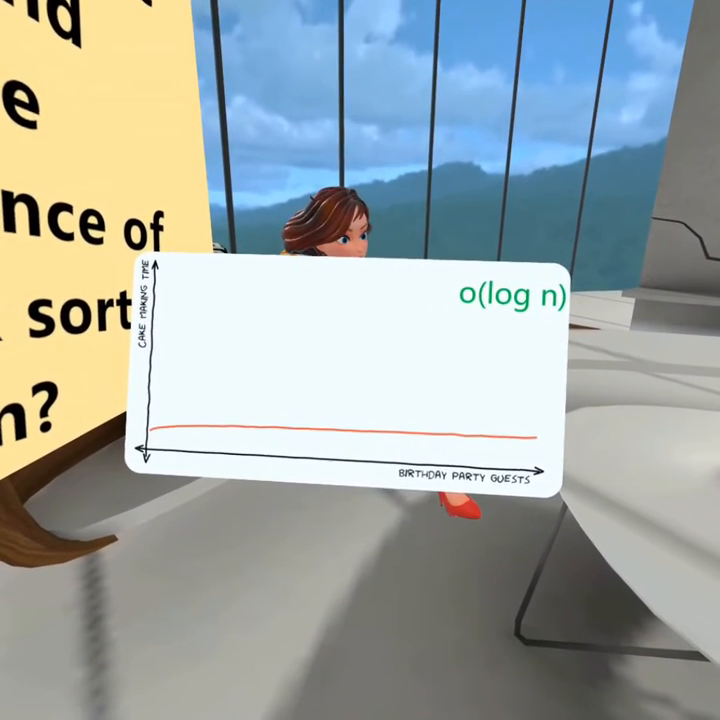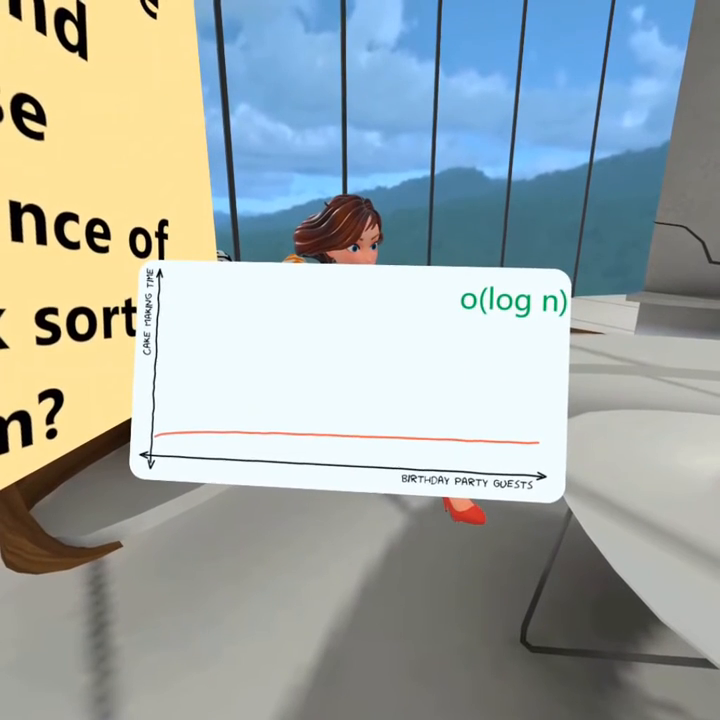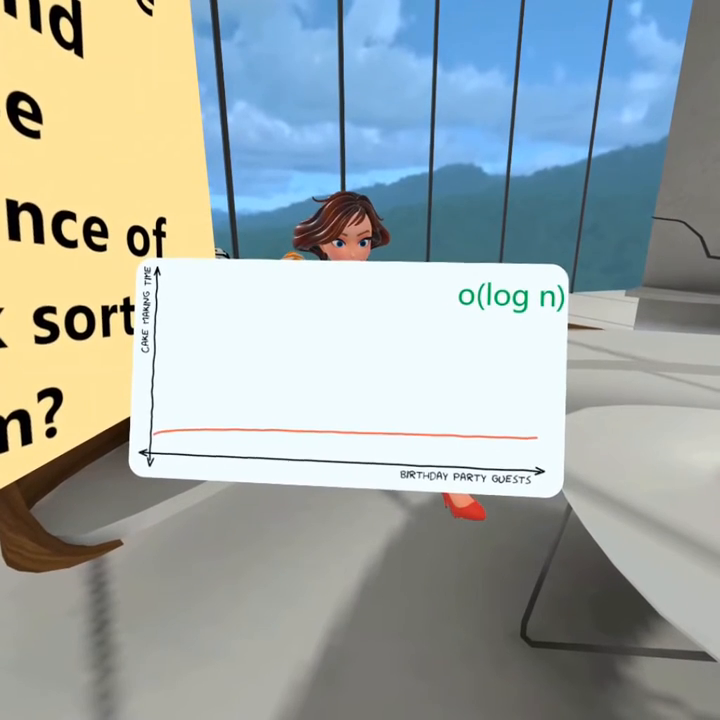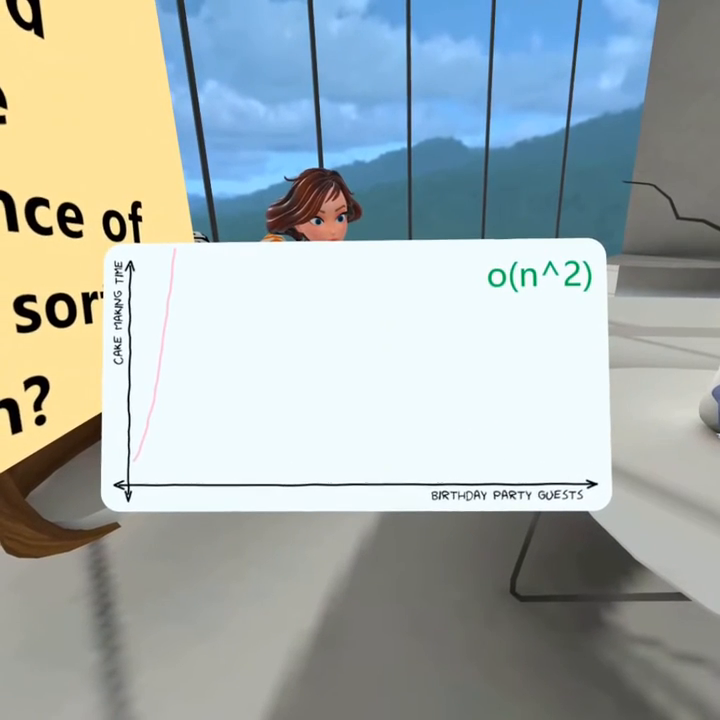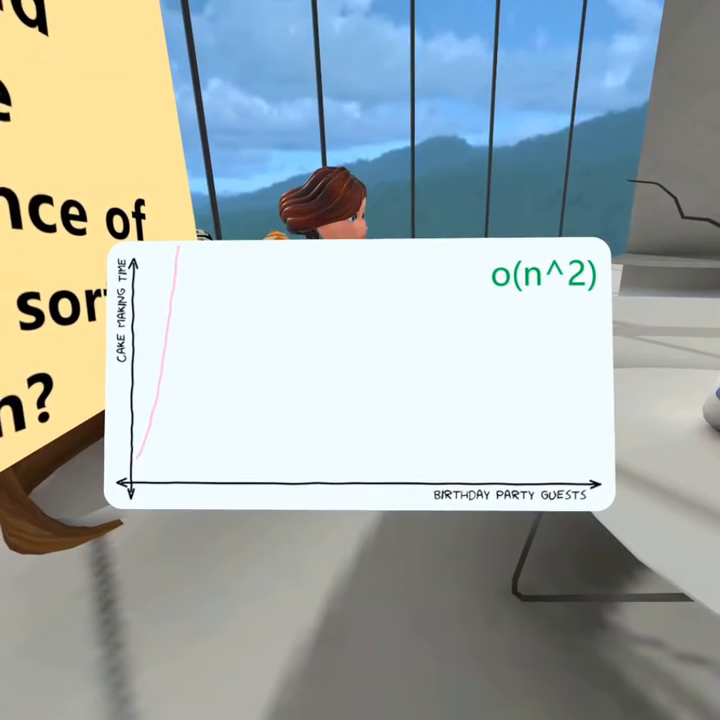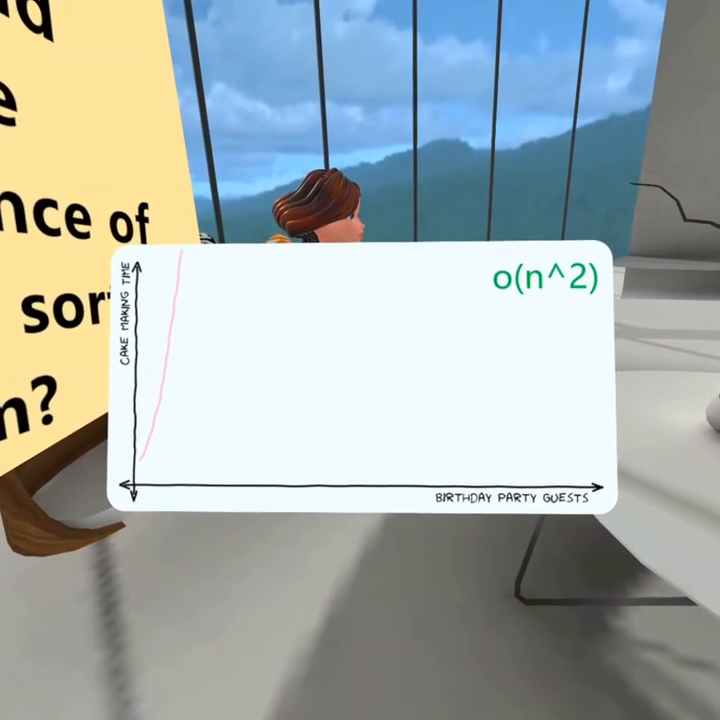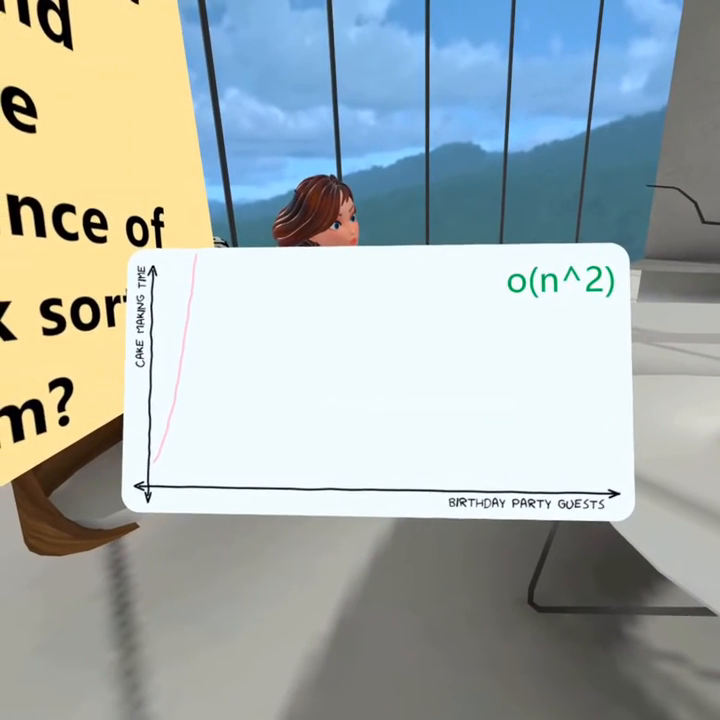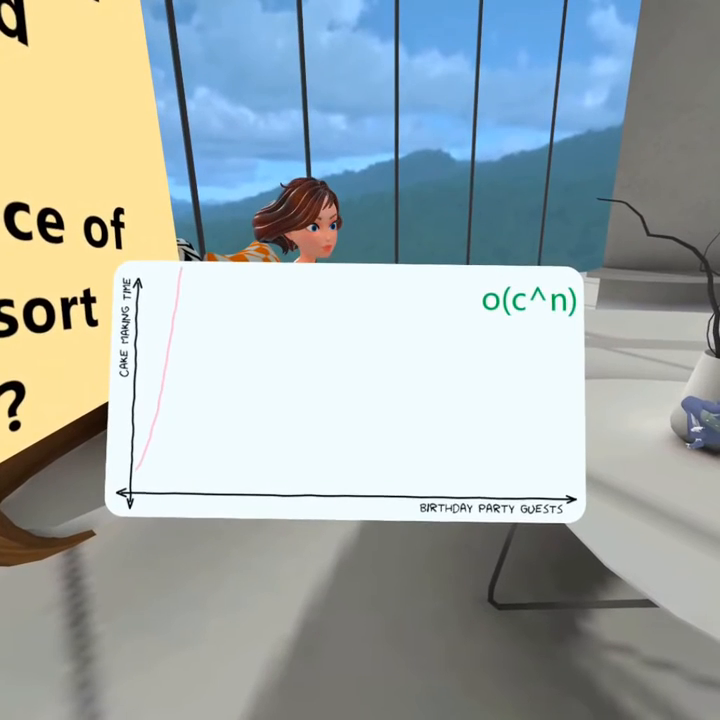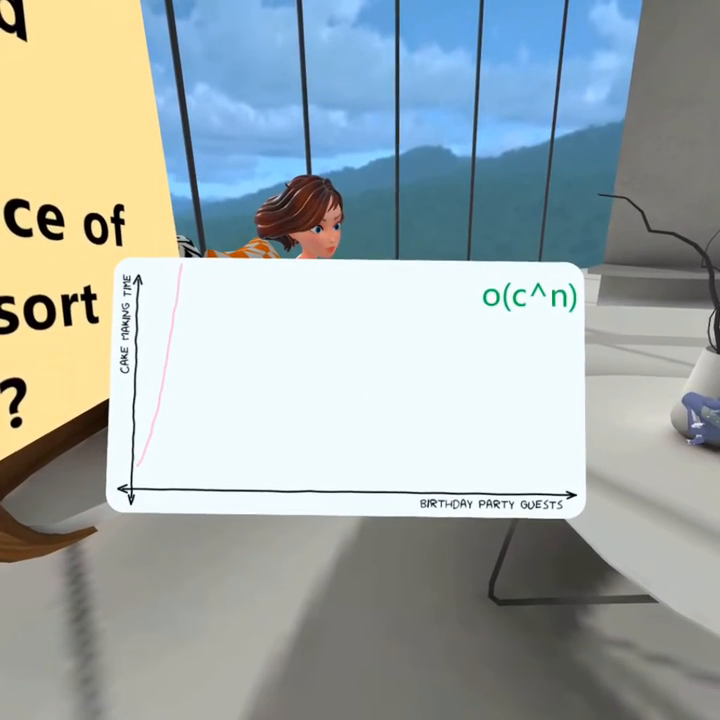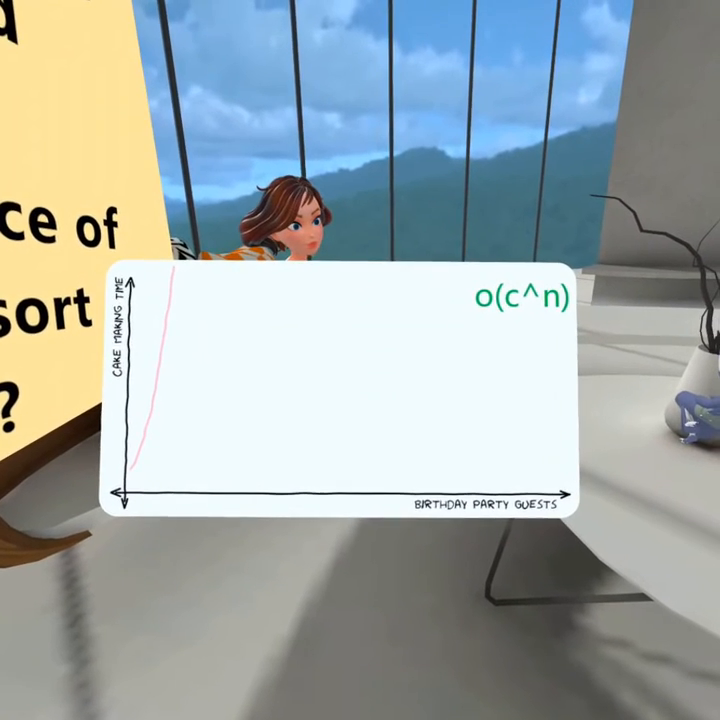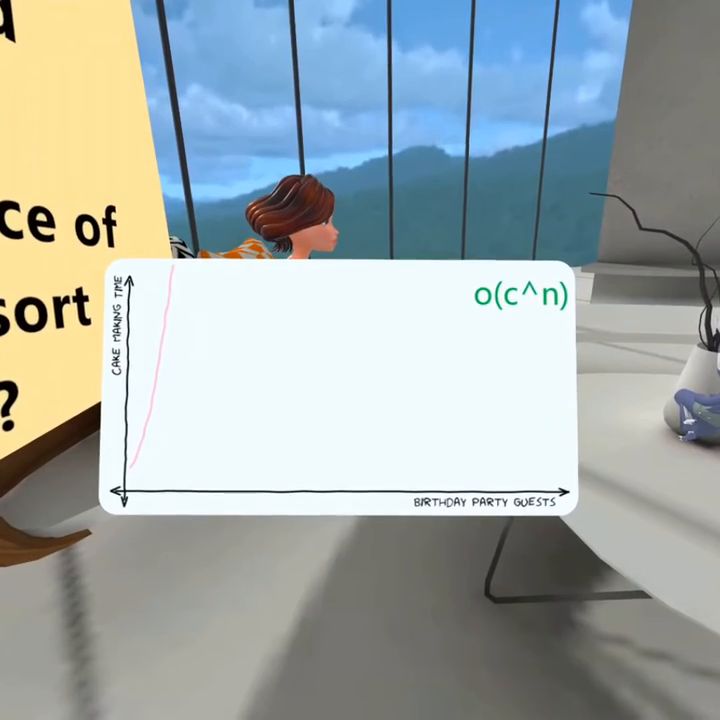O(log n) is logarithmic time. Given an input of size n, each time the algorithm executes a step, the number of steps it needs to complete the task is reduced by a certain factor. O(n squared) is quadratic time. Given an input of size n, the steps required to complete the task are the square of n. O(c^n) is exponential time. Given an input of size n, the steps required to complete the task are a constant to the power n, a very large number.